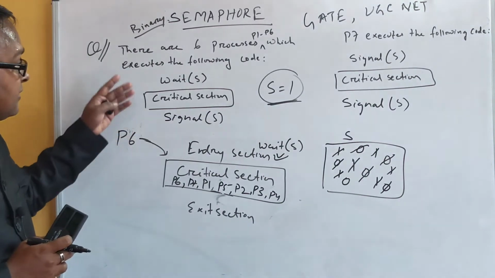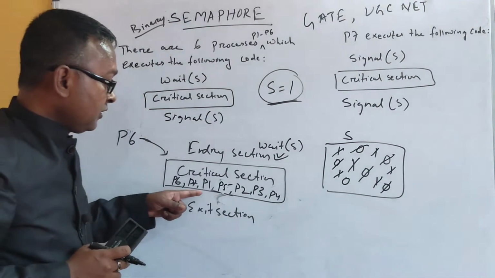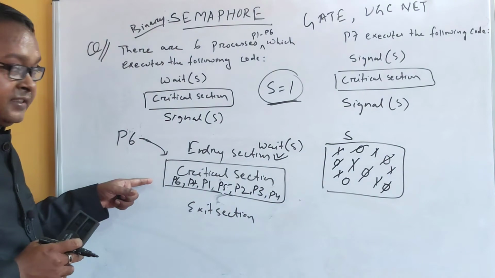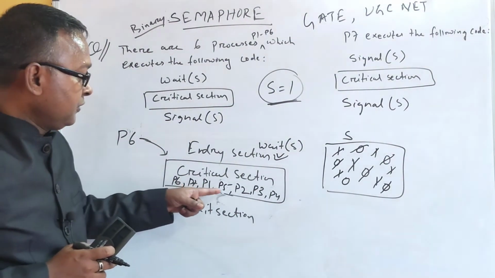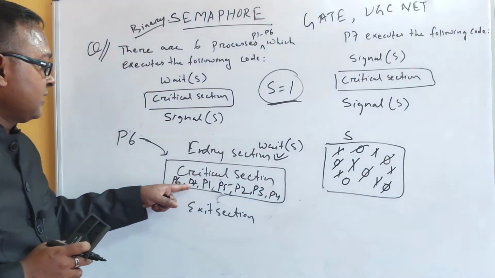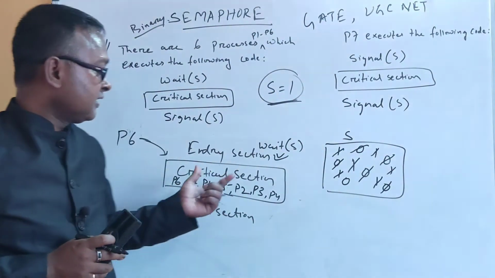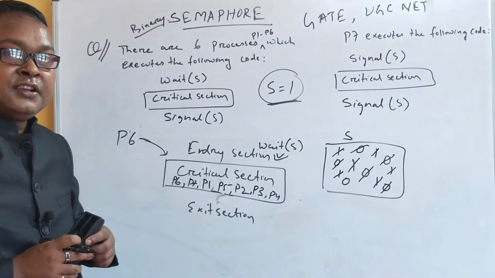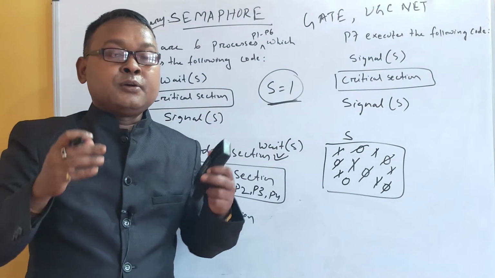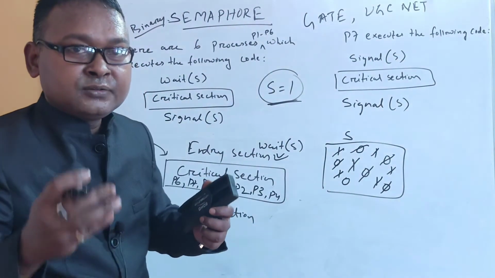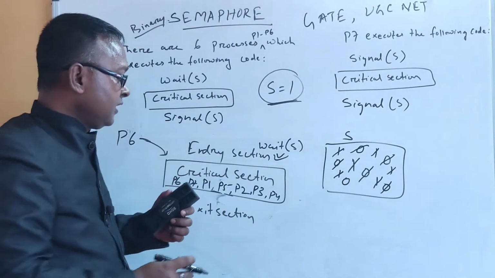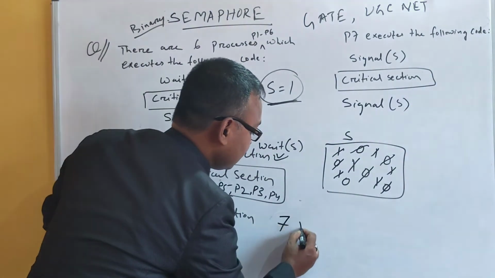Right? So here you can see all the processes have entered into the critical section: P1, P2, P3, P4, P5, P6 and P7. All the processes enter into the critical section. So what will be your answer? How many maximum number of processes can enter into the critical section at a given point of time? Your answer is 7.